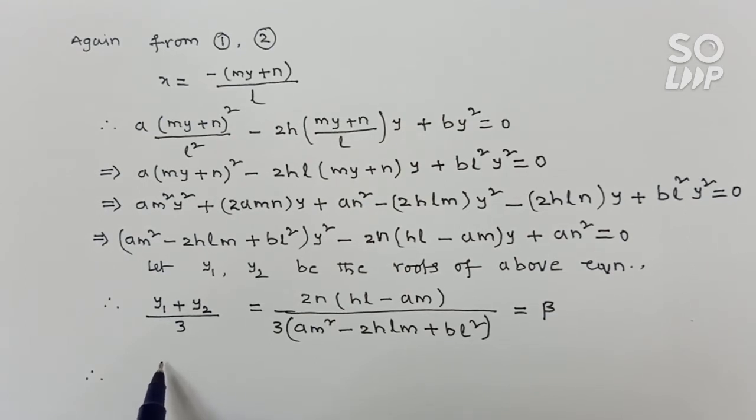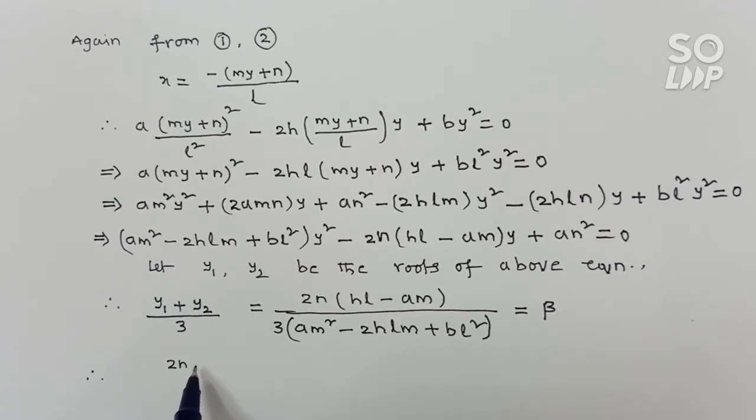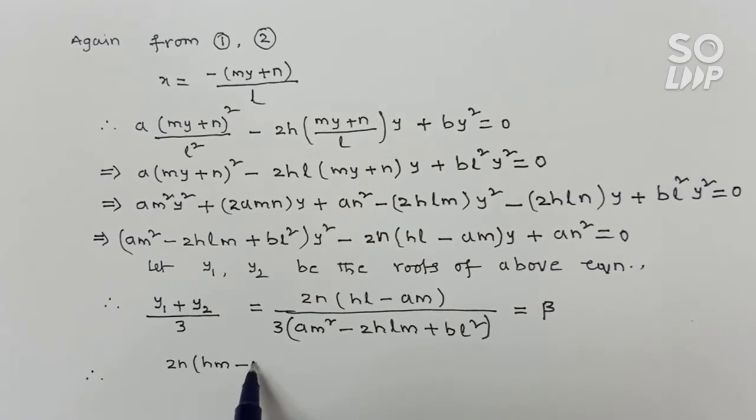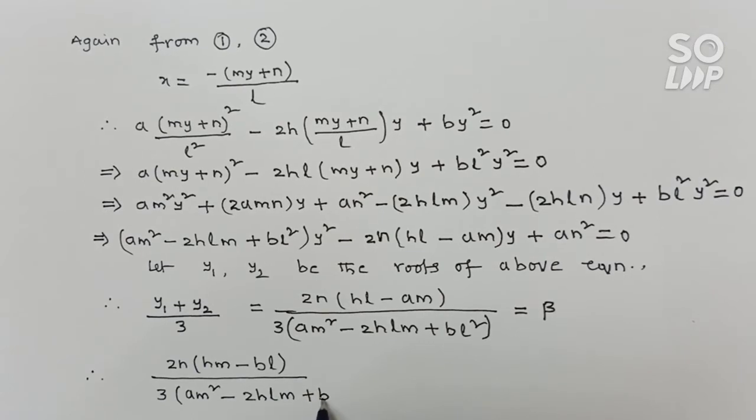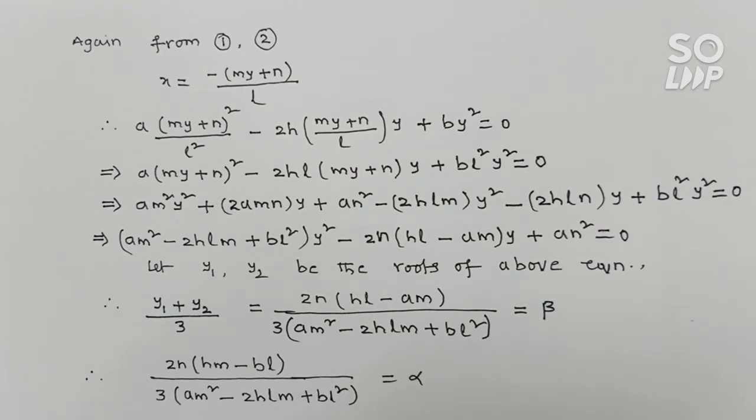Here, from the first above result: 2n into (h into m minus b into L) whole divided by 3 into (a m square minus 2h into L into m plus b into L square). Now this one is that alpha value, right?